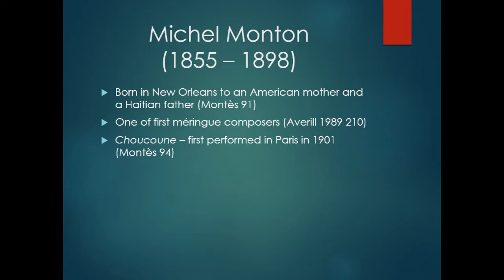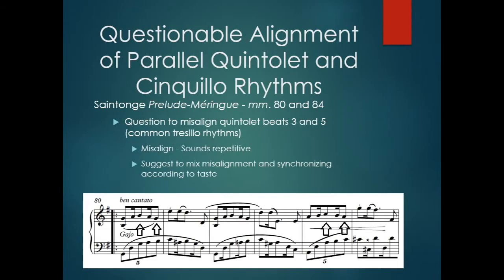Now for the final example, I would like to look at a piece by Edmond Saintonge. This is Prelude Meringue, and in this piece he actually combines cantillet with cinquillo rhythms. So you have an interaction of both cinquillo and cantillet. So here it's questionable of how to play those third and fifth notes, whether or not to synchronize or to misalign.